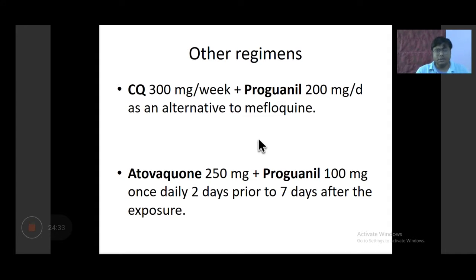If chloroquine sensitivity is there, the regimen for prophylaxis is chloroquine 300 mg per week in combination with Proguanil 200 mg per day. As an alternative to Mefloquine, we can give in long-term prophylaxis, Atovaquone 200 mg plus Proguanil 200 mg once daily, 2 days prior to 7 days after the exposure. So these are two additional regimens apart from Mefloquine and Doxycycline. So all the regimens for prophylaxis you need to remember. Chloroquine sensitive as well as chloroquine resistant.